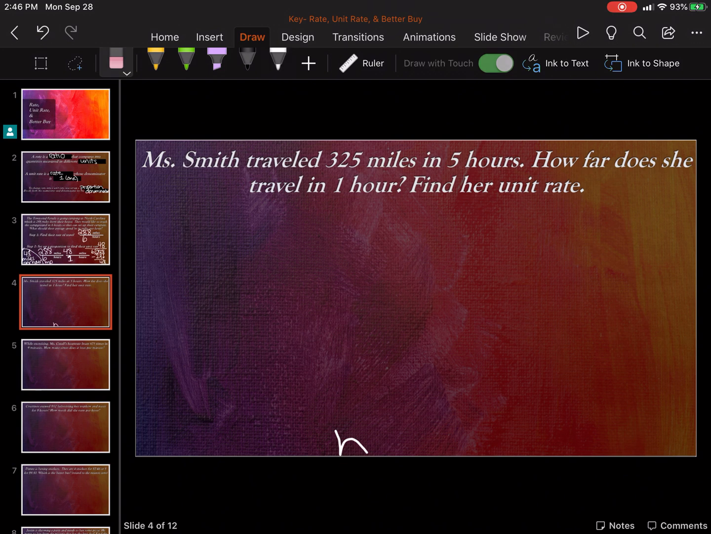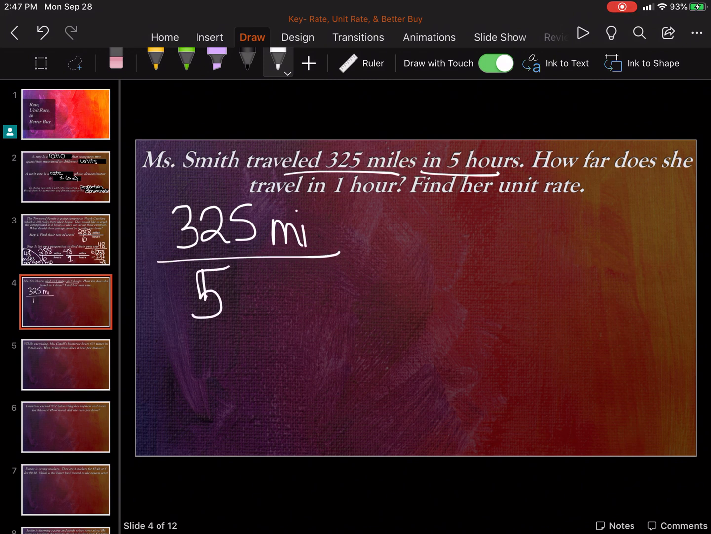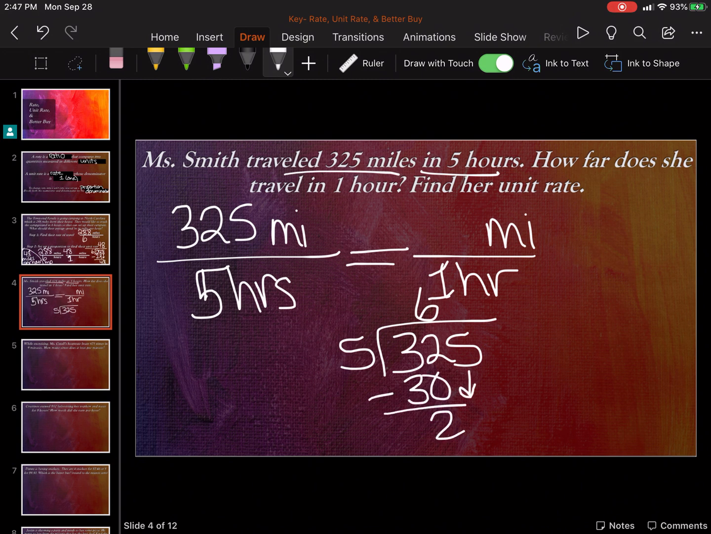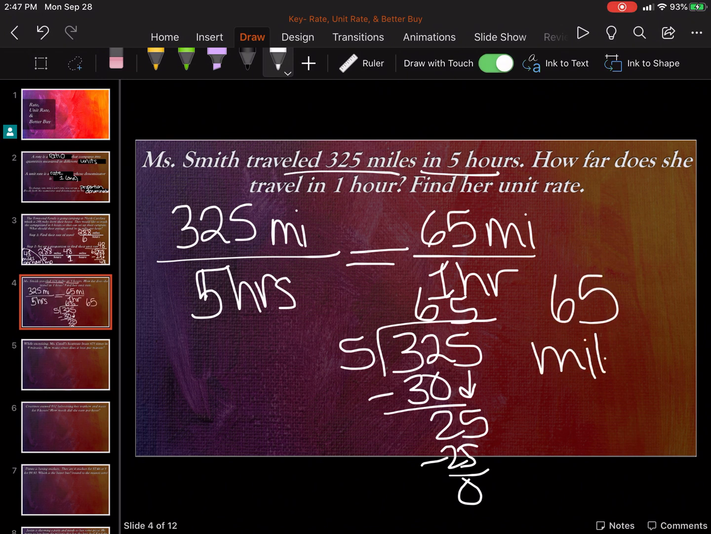That's the abbreviation. That's fine too. So Miss Smith traveled 325 miles in 5 hours. How far does she go in 1 hour? We're finding the unit rate. So 325 miles, you put your units to help you, in 5 hours. How much is it for 1 hour? Cross multiply and divide. So 325 divided by 5. 2 left over. 5, 25. Our answer is, that's not a pretty 5 at all. I'm sorry about that. So it's 65 miles per hour.